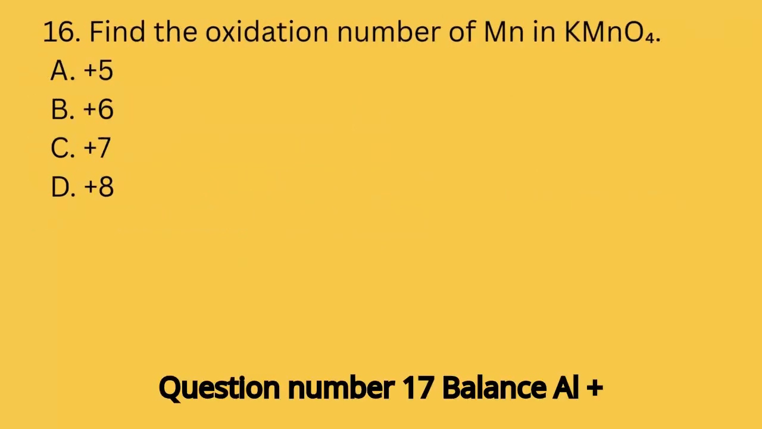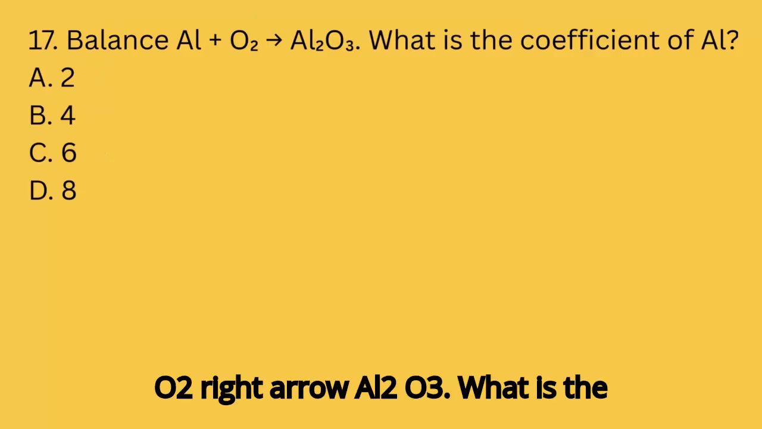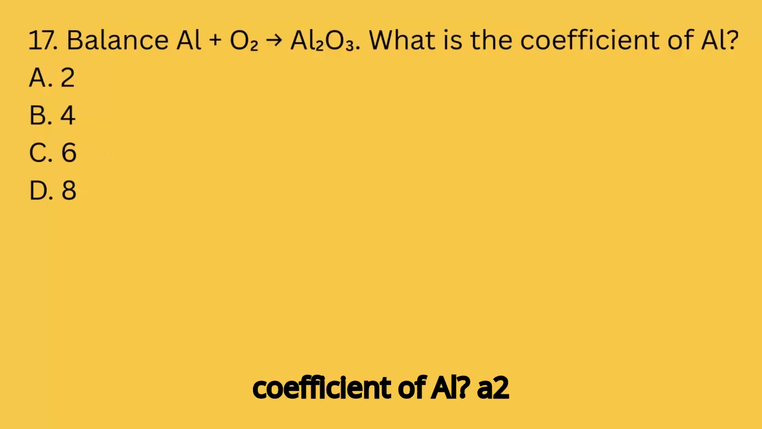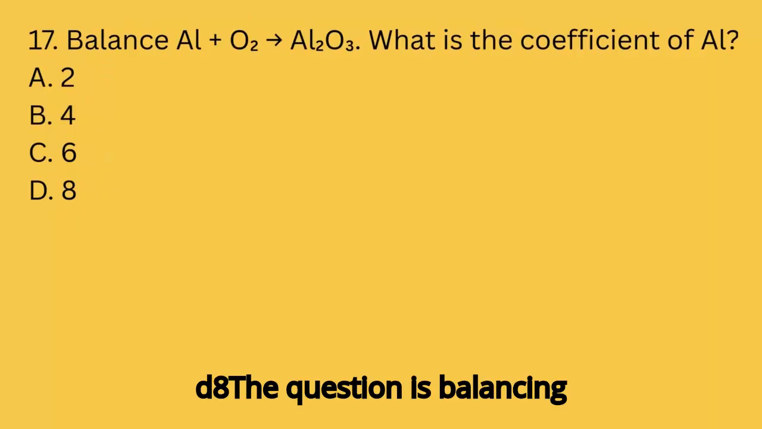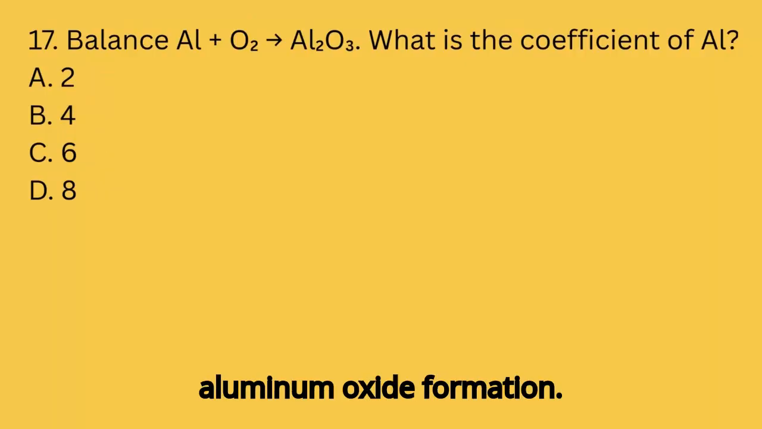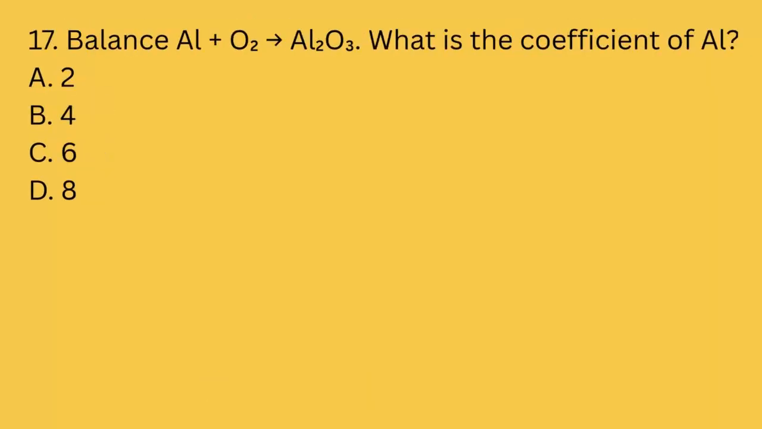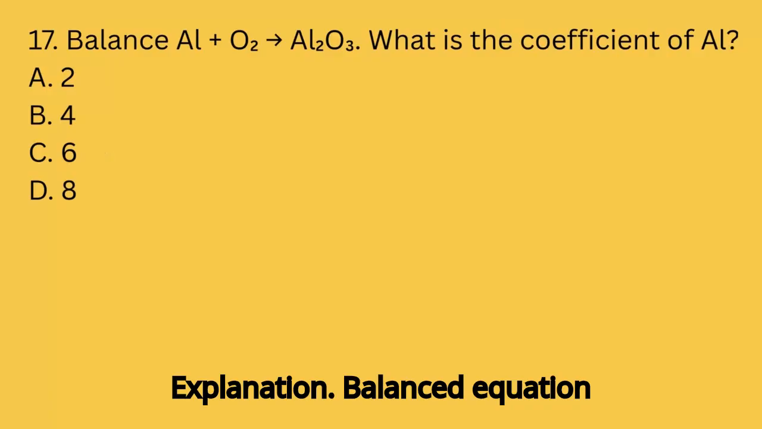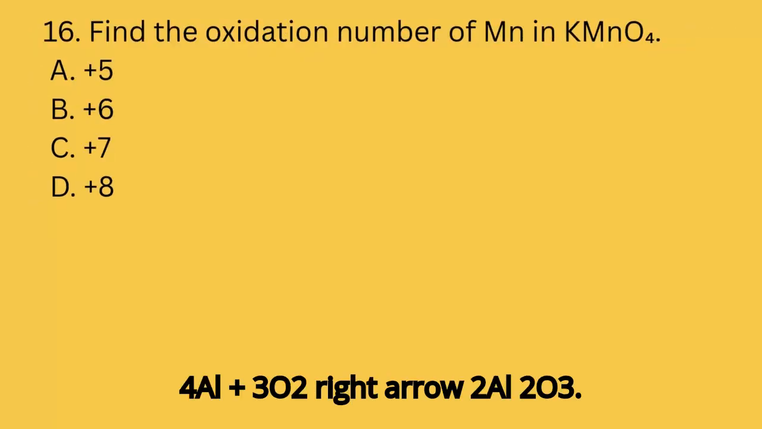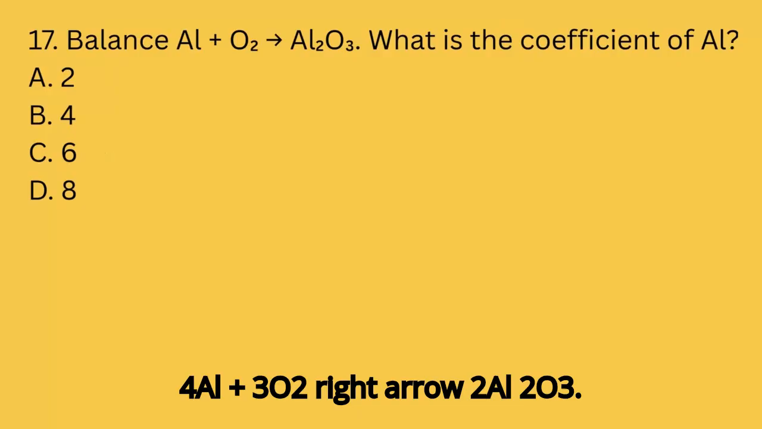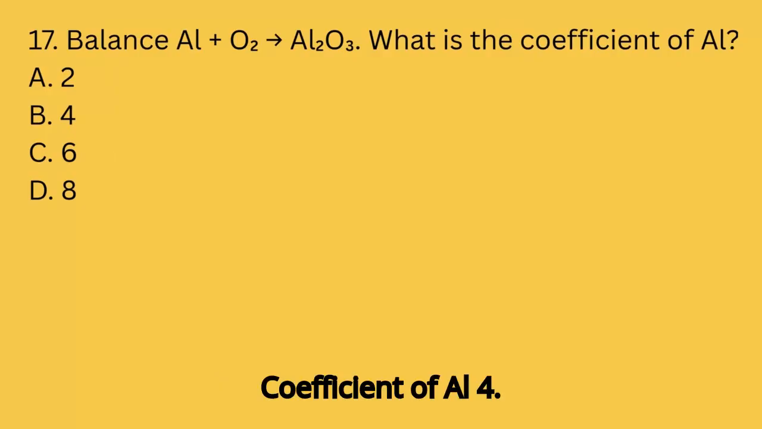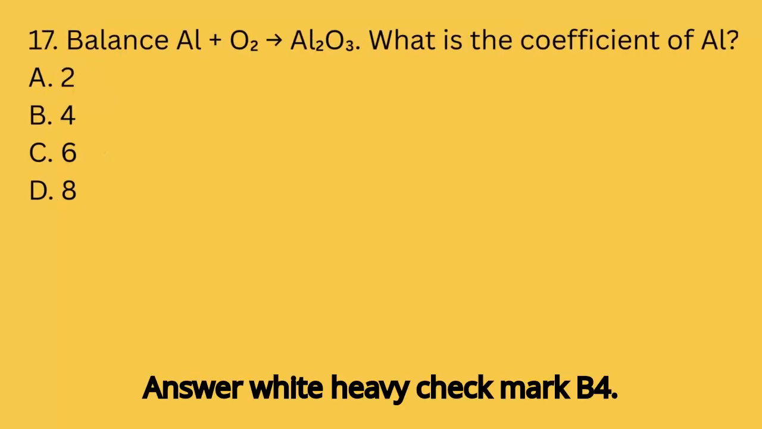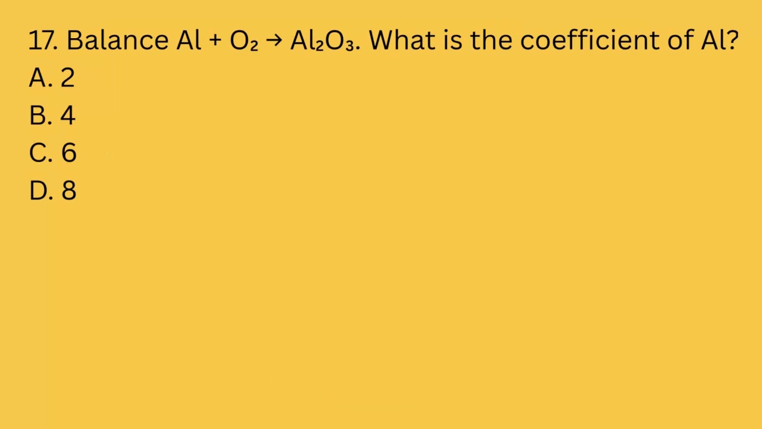Question number 17. Balance Al + O2 → Al2O3. What is the coefficient of Al? A. 2. B. 4. C. 6. D. 8. The question is balancing aluminum oxide formation. Explanation: Balanced equation: 4Al + 3O2 → 2Al2O3. Coefficient of Al equals 4. Answer: B, 4.